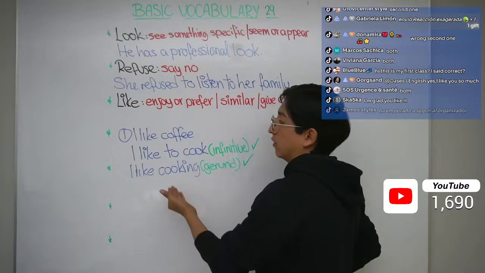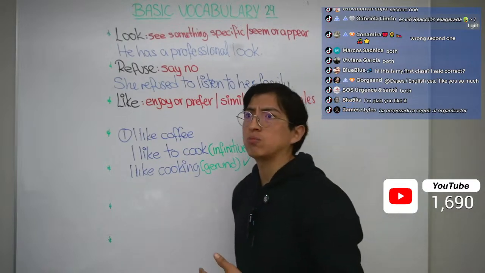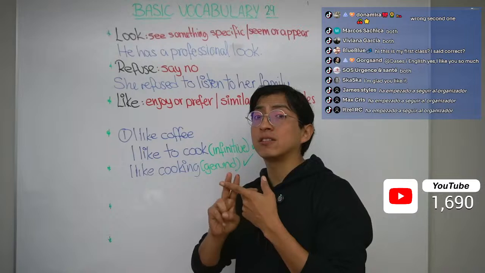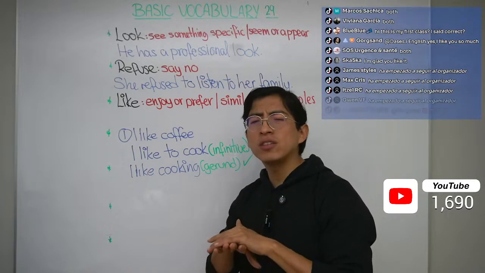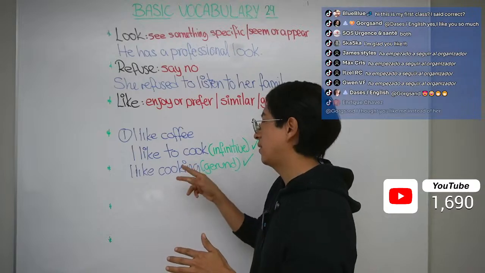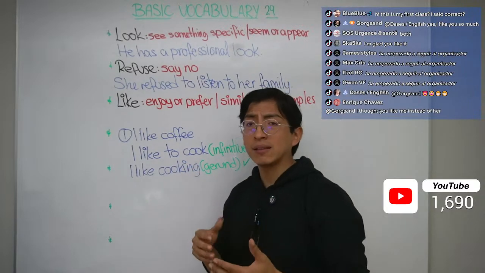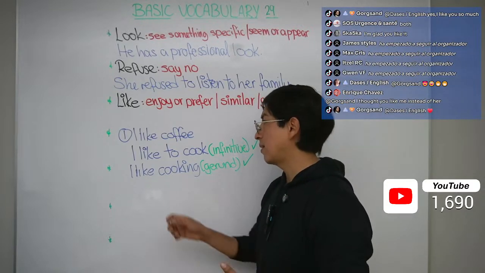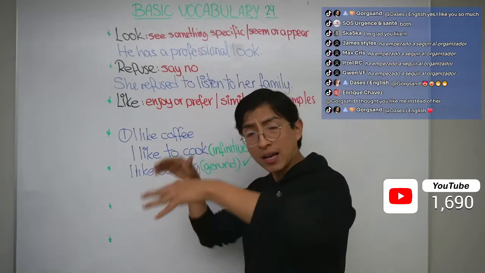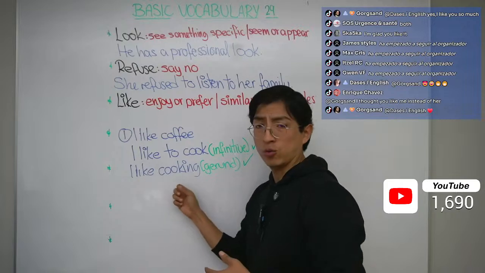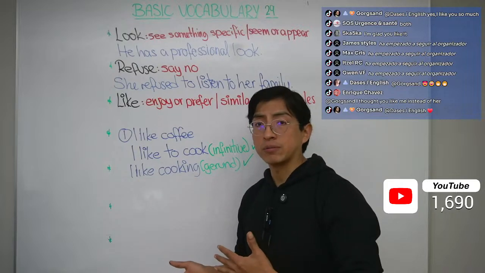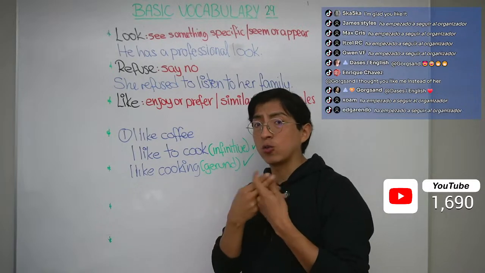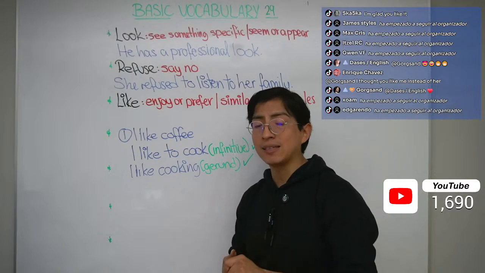So you can use the first one, for example, I like to cook Chinese food, or I like cooking Chinese food. Both have the same meaning, okay? There is no difference. We just have the structure that is different, but the meaning is the same. Let's put one more example. I like to swim. Or you can say, I like swimming. I like to swim in summer. I like swimming in summer. Guys, both sentences are correct and have the same meaning.